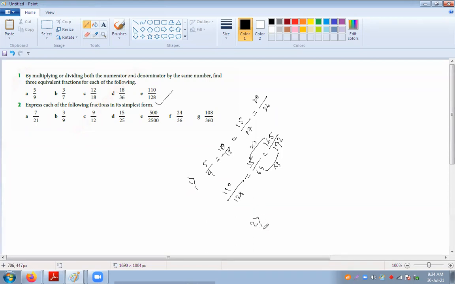Now question number 2: express each of the following fractions in its simplest form. Simplest form means making it as small as you can by cancelling with their HCF. So 7 by 21 will be 1 by 3, because 7 is the HCF between these two. So these are the processes. Hope you have understood how to complete this exercise.